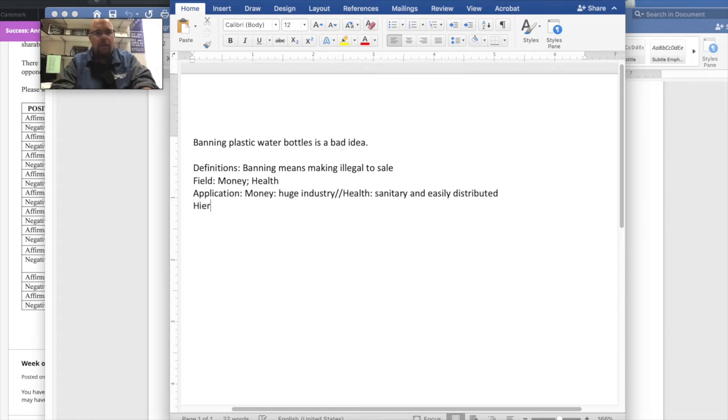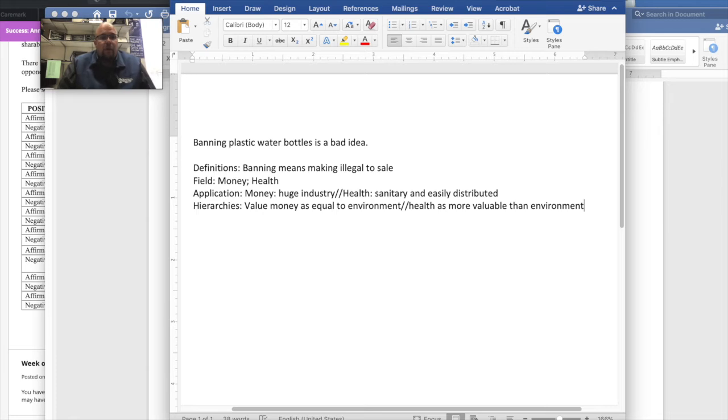Okay, and then hierarchies, I will value money as equal to the environment and health as more valuable than the environment. So that's where my mind is going as I make this. Now, there's no right or wrong way that you do this at this point, because again, this isn't what you're going to turn in. You're not going to turn in anything written. This is all going to be you discussing the position that you're taking.